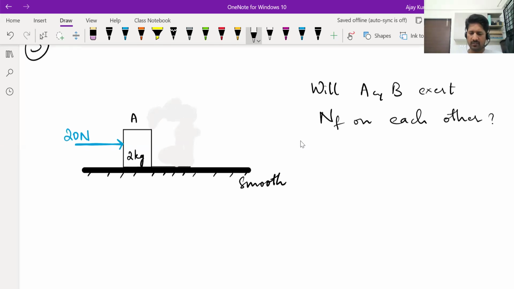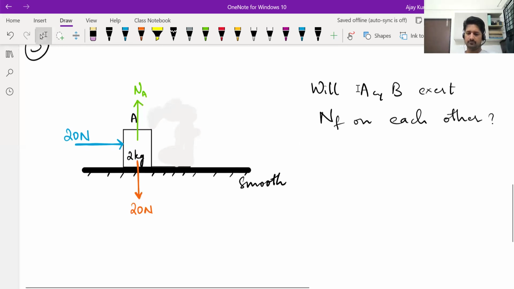Okay, Yusuf, tell me, because of this 20 Newton, of course there are other forces also acting on A, its own weight will be acting, and normal force from the ground also will be there. So Yusuf, tell me, under the influence of these forces, which way is A going to move and with what acceleration is it going to move? So it's going to move to the right. And with how much acceleration will it move?